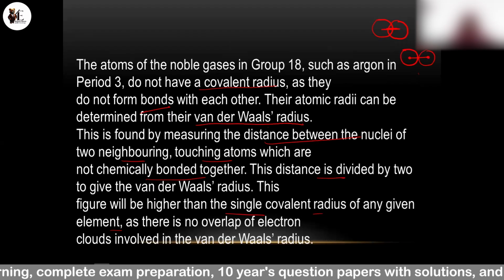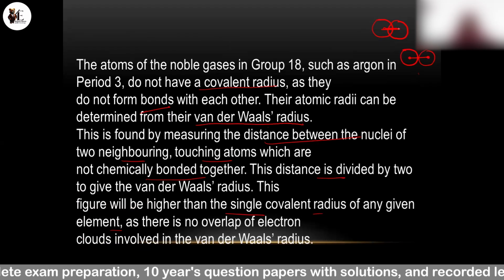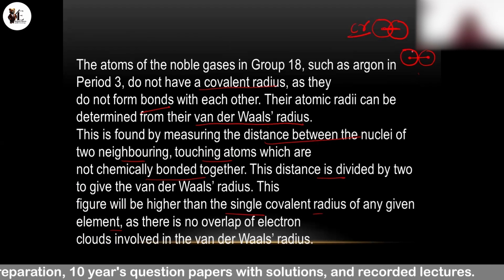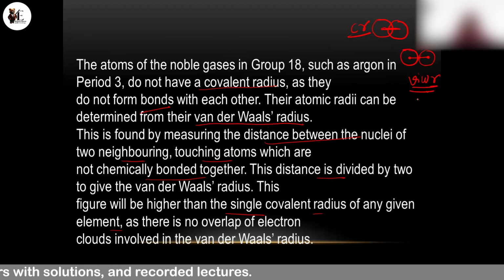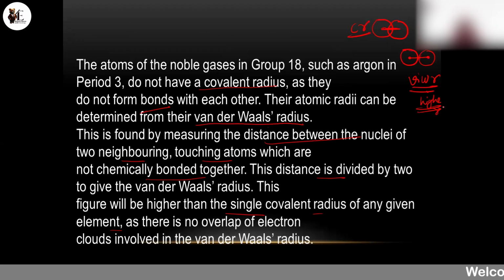This is your covalent radius, where they are forming bonds. And when they are just touching each other and not forming any bonds, this is your van der Waals radius. The value of the van der Waals radius is higher as compared to the covalent radius. Write it down.